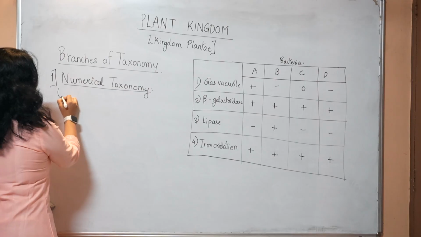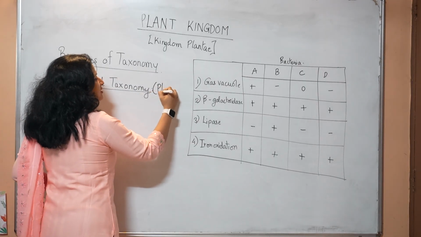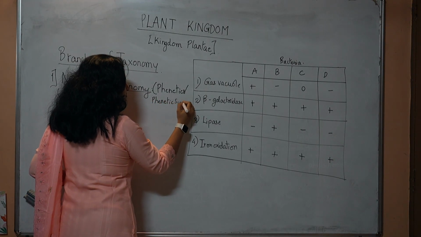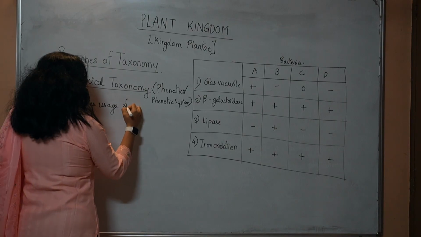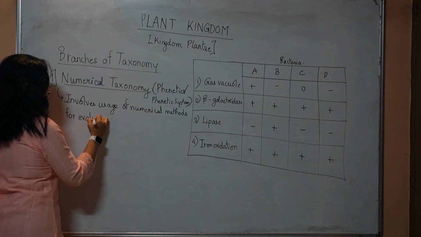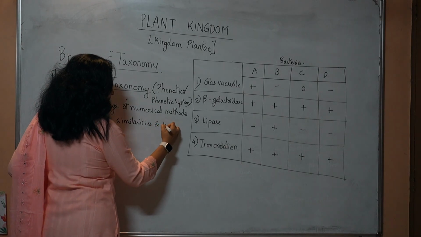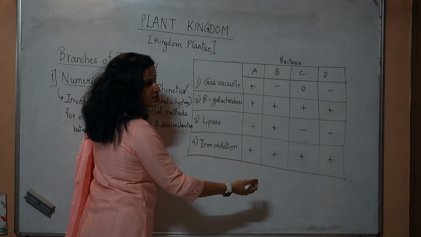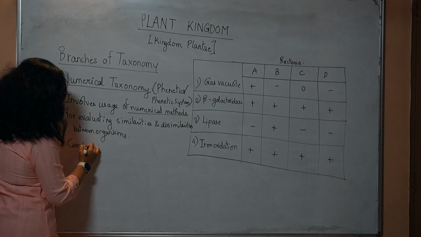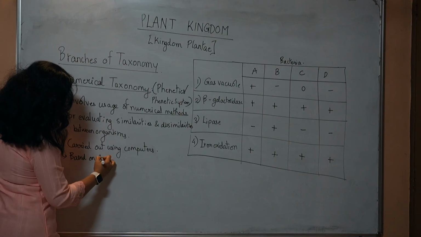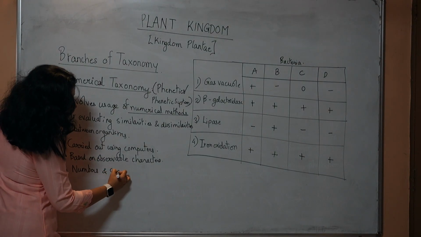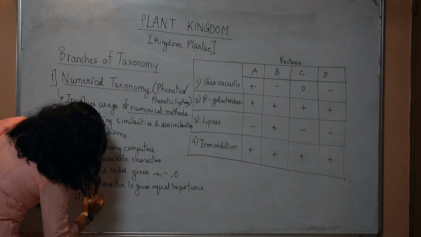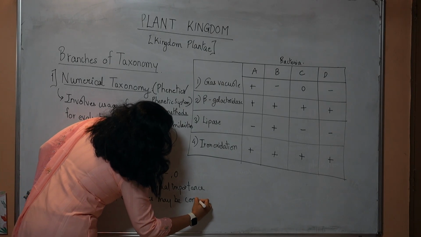Let us write down the features of numerical taxonomy. Numerical taxonomy is also called as phonetics or phonetic system classification. Phonetic system involves usage of numerical methods for evaluating similarities and dissimilarities between organisms. These are numerical methods, plus, minus and 0, carried out using computers based on observable characters, numbers and codes given, plus, minus, 0. Each character is given equal importance. Hundreds of characters may be considered at the same time.